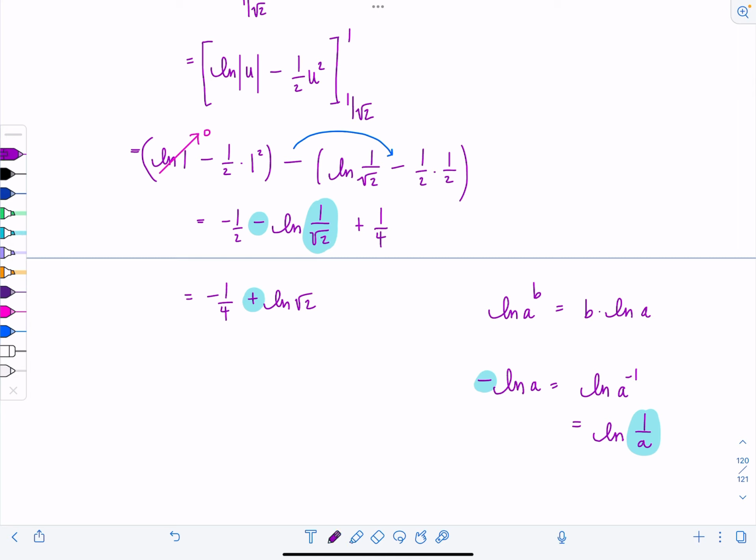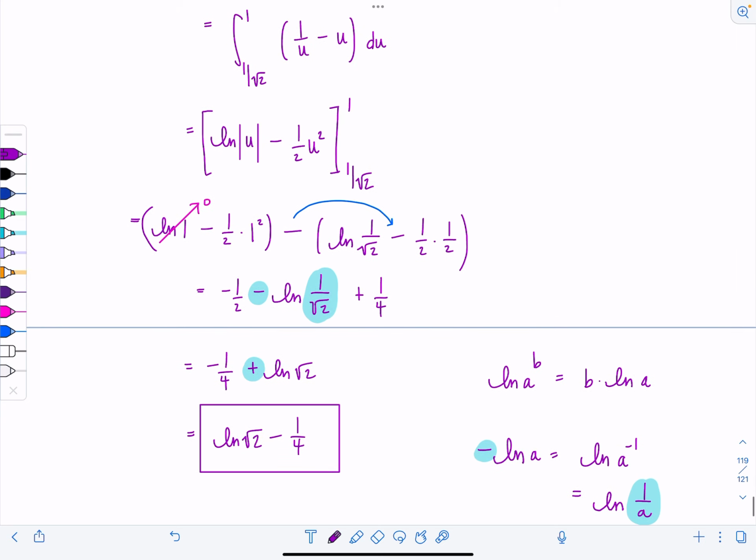Ooh, so nice. And then I would write my final answer as ln rad 2 minus 1/4. That just looks better. Okay, so that concludes your integral of the day. Hope you enjoyed it. What was the trickiest part for you? Or was it all just very straightforward?